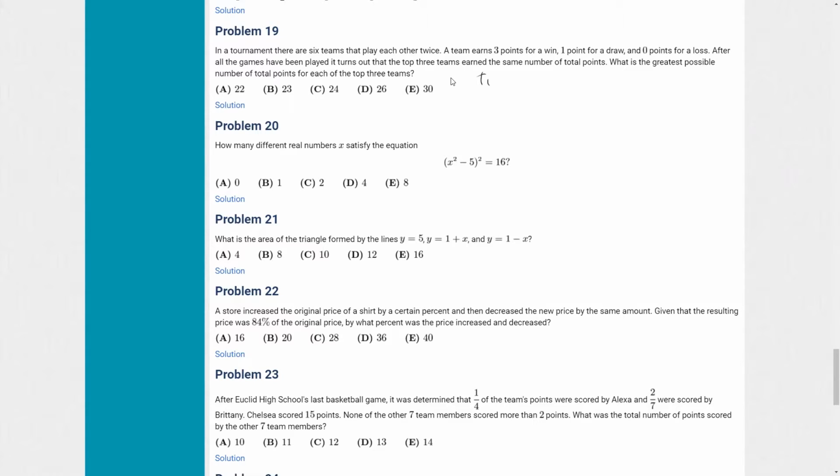So this is what we'll do. We'll distinctly put 3 at the top and we'll put 3 at the bottom. So team number 1, team number 2, team number 3 are going to be at the top. Those are our top 3 teams. And our bottom 3 are team 4, 5, and 6.